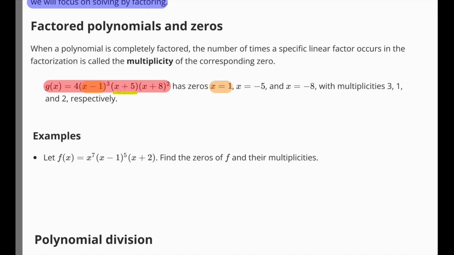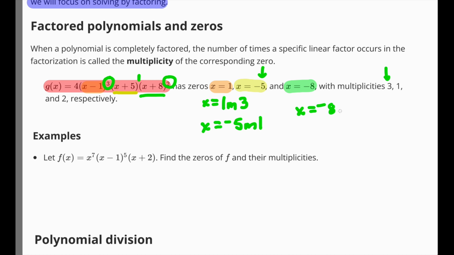The next one, x plus 5, x equals negative 5 is the next zero. And then lastly, x plus 8, if you notice it's x equals negative 8 over here. And their multiplicities are based on whatever the power is in factored form. So if you notice right here, this x minus 1 has a third degree. It's third power. The multiplicity, therefore, is 3 for this. So you can even write it as x equals 1, multiplicity 3. You can use a lowercase m there. The next one, the negative 5, has no power there, so it's just an invisible 1. So it's basically x equals negative 5, multiplicity 1. Okay, and the next one right here is a 2. So it's going to be x equals negative 8, multiplicity 2.